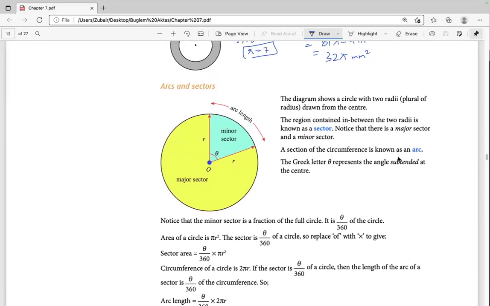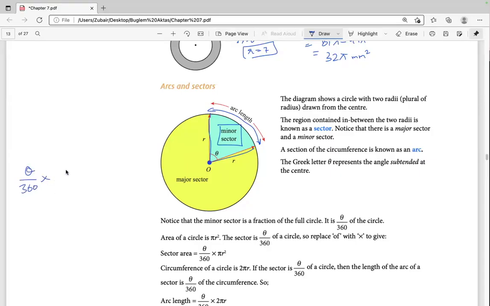Now, luckily, we've already covered arcs and sectors in different topics. Quickly, arc length is this boundary. We know what the radius is. When the angle is less than 180, it is minor sector. When it is more than 180, that is major sector. So whatever we talk about is angle out of 360.